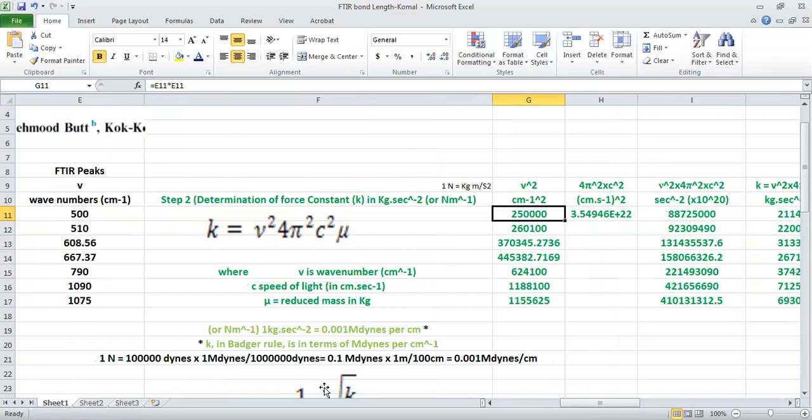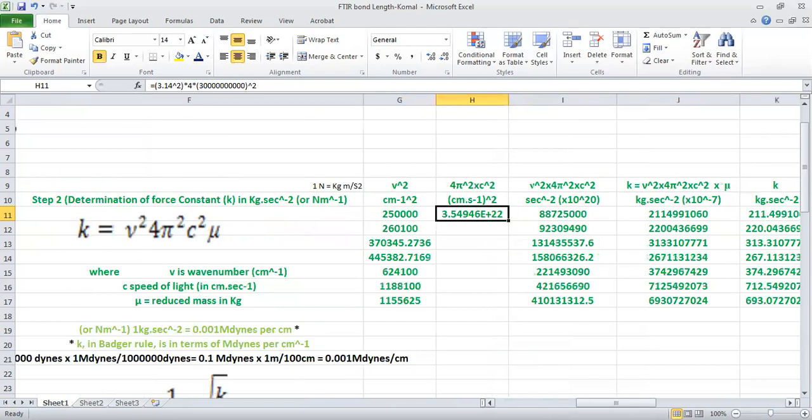Similarly, you can do this for the rest of the wave numbers. Now, 4 is a constant, pi is a constant, and c is a constant. Secondly, you can get the value of all these constants. Pi is 3.14, and this is pi square, so you can take the square. This is the 4, and the velocity of light is 3 times 10 exponent 10 centimeter per second. When you solve this, it will give you this number.